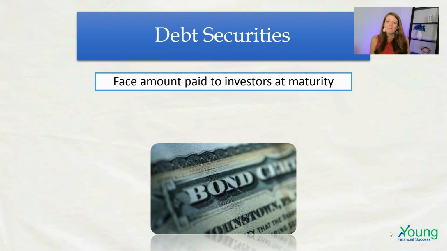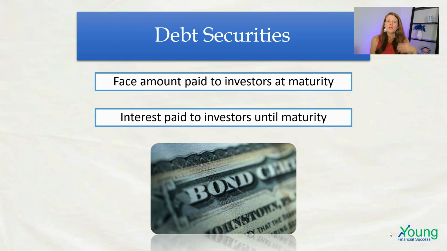So when it comes to a bond, the face amount is paid to the investors at maturity. Now, the face amount is going to be told to you right away when you purchase the bond. Usually it is $1,000 per bond. So that $1,000, let's say, would be paid to you at the maturity date, which may be 5 years from now, it could be 10 years from now, it may be 3 months from now. Bonds are going to vary, but you'll see upfront when that's going to pay out.